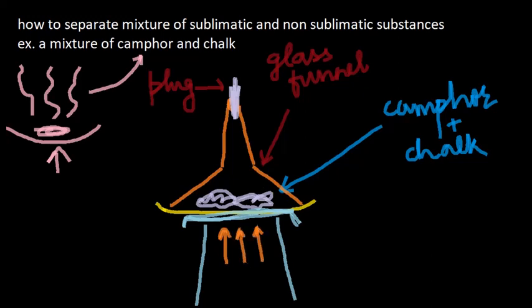As a result, the camphor that is present in this mixture, due to this heat, will start getting converted into vapors of camphor without going into the liquid state. And when it touches the inner surface of this part of the glass funnel, since it is relatively cold over here, it will again change directly into solid state, and it will accumulate in this place over here.